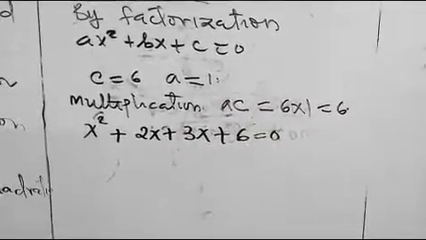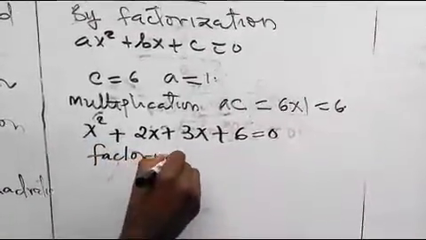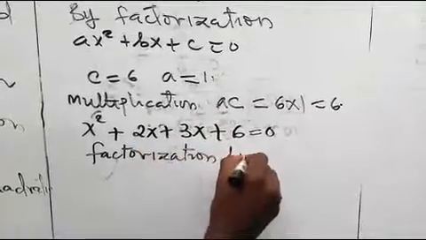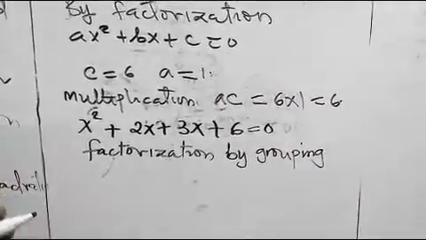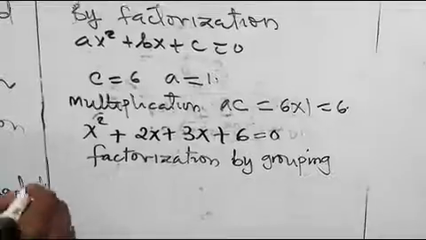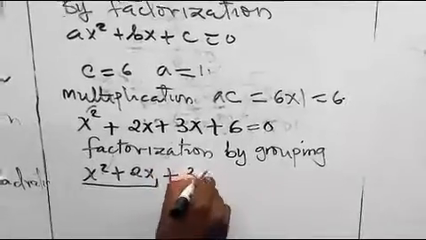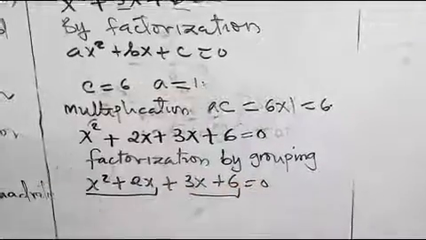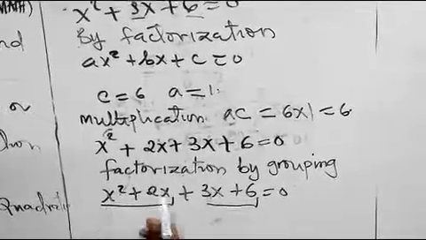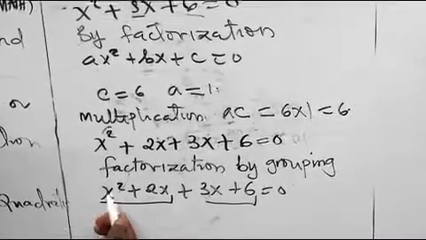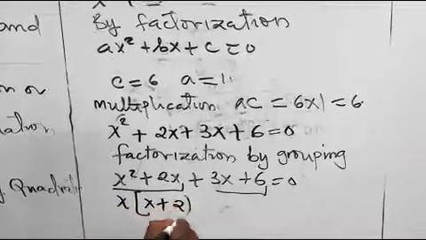Now we apply what we call factorization by grouping, by collecting like terms together. We combine x squared plus 2x together and 3x plus 6 together, equals 0. Now, if you look at x squared plus 2x, x is common between them, so we factorize x out. We have x into x plus 2.